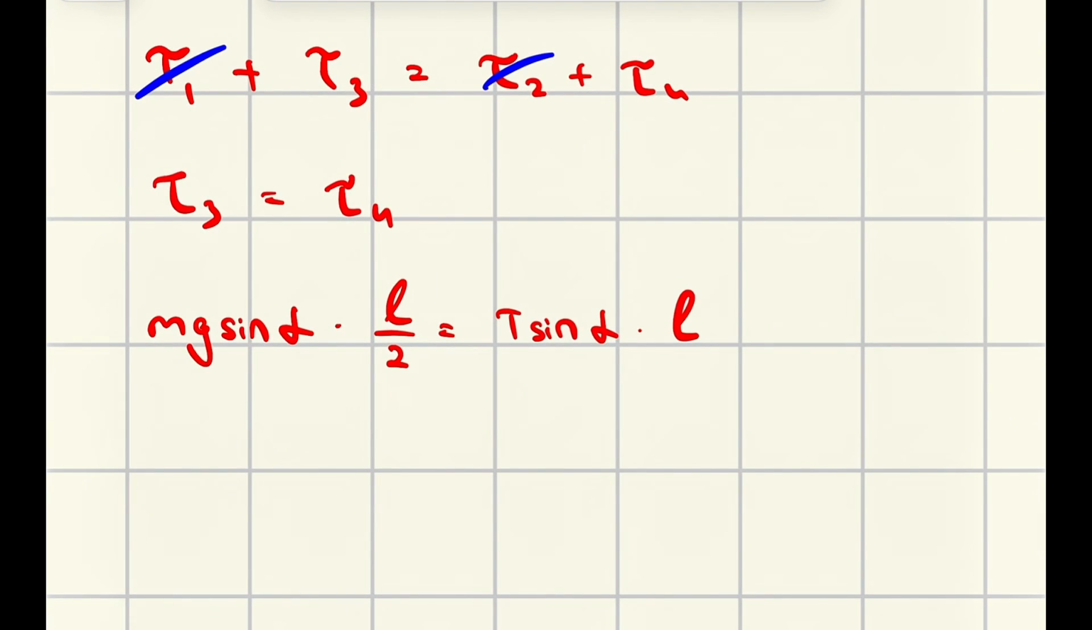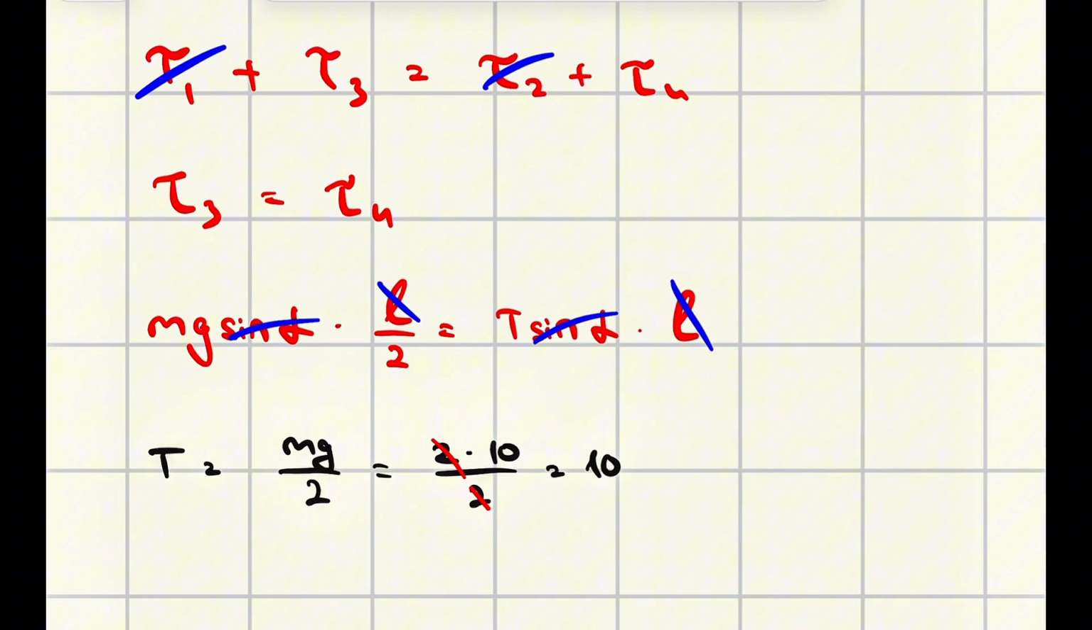As you see, this is really convenient to us because L's are going to cancel out, sine alpha is going to cancel out, and we exactly know what is the answer for tension force. It is mg divided by 2. Can it be our answer? Yes, it can, because our mass is given to be 2 kilograms, gravity is just 10, let's say, this is 2, and if we just cancel those out, our tension force will be just 10 newtons.